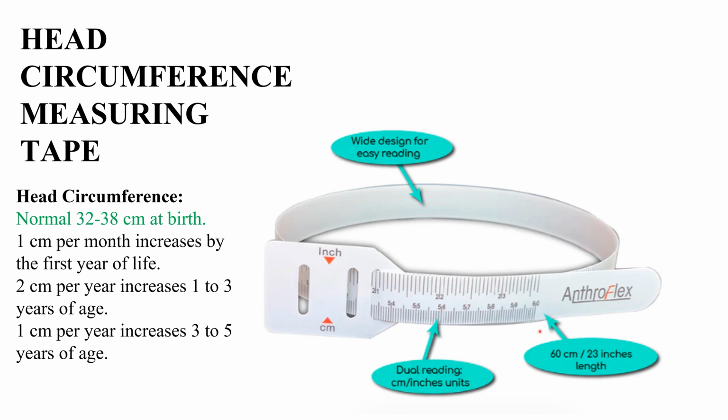What is the normal value of the head circumference? In a child at birth, the head circumference is normally 32 to 38 centimeters. Then during the first year of life, the growth and development of the brain is very rapid. In the first year of life, there is an increase in growth of 1 centimeter per month. Every month there is an increase of 1 centimeter. And then after that, there is an increase of 2 centimeters every year. From 1 to 3 years of age, there will be an increase of 2 centimeters per year. Then from 3 to 5 years of age, there will be an increase of 1 centimeter per year.